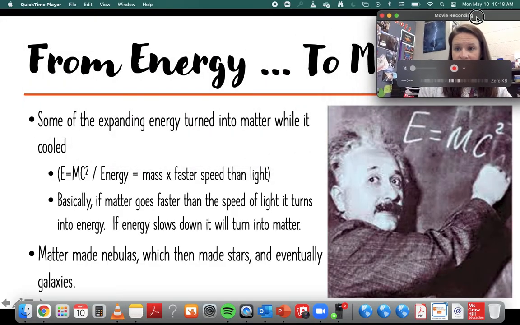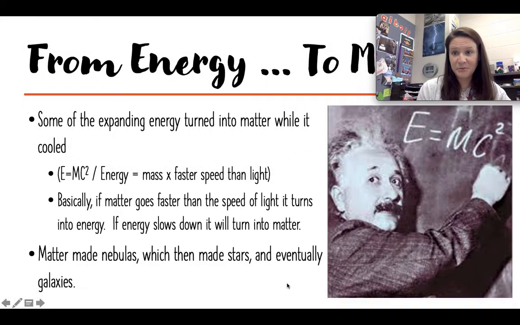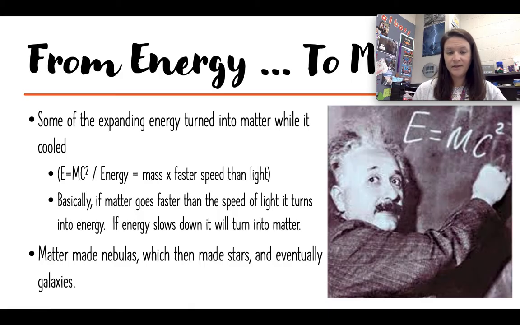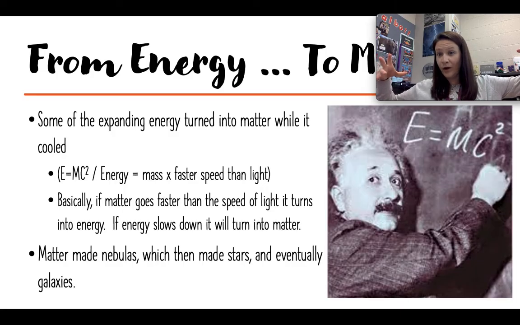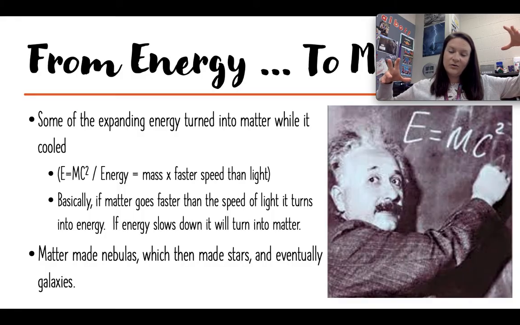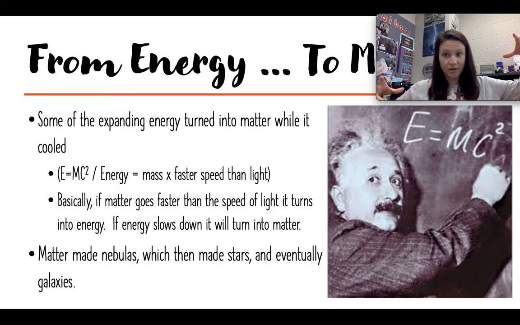So Einstein, with his famous equation, E equals mc squared. Essentially, E is energy, M is mass, and C is the speed of light squared. So it's going faster than the speed of light. Basically, this explains, and this was a lot of his theories, that when energy expands outward, it will naturally cool off. And it would take a while because obviously this is incredibly hot. Once it cools to a certain temperature, energy will turn into matter.